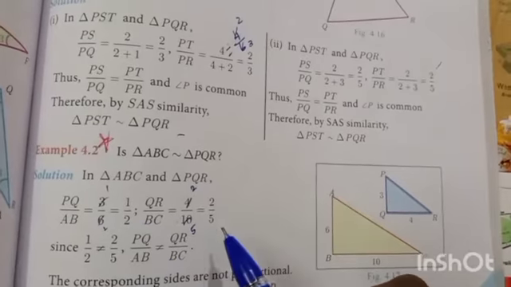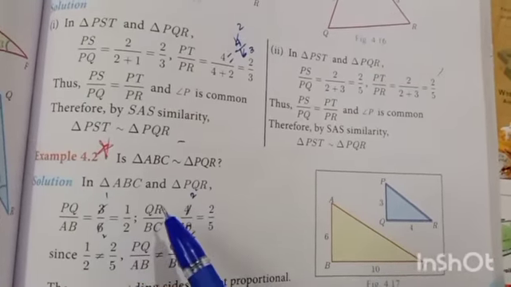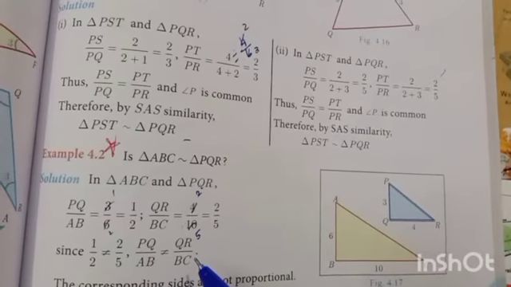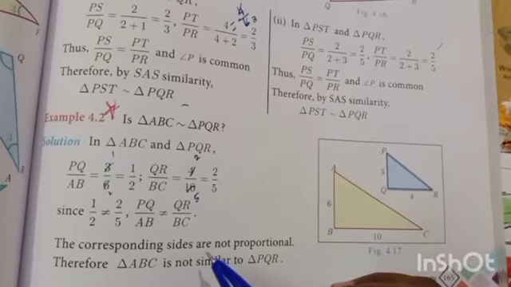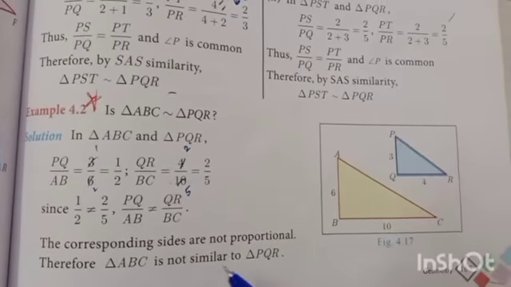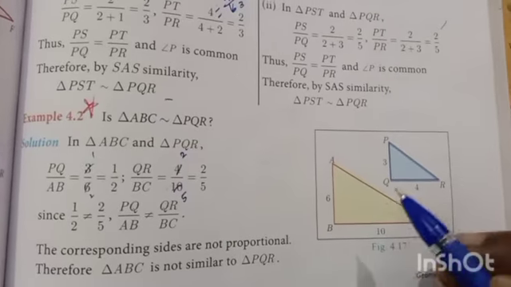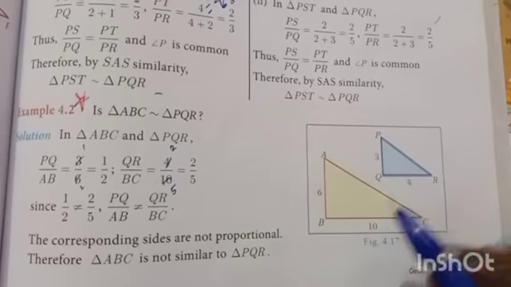Now you have to check these two values. These two values are not equal. So the ratios of the corresponding sides are not equal, and the corresponding sides are not proportional. Therefore the triangles are not similar. Triangle ABC is not similar to triangle PQR. Have you understood, students?